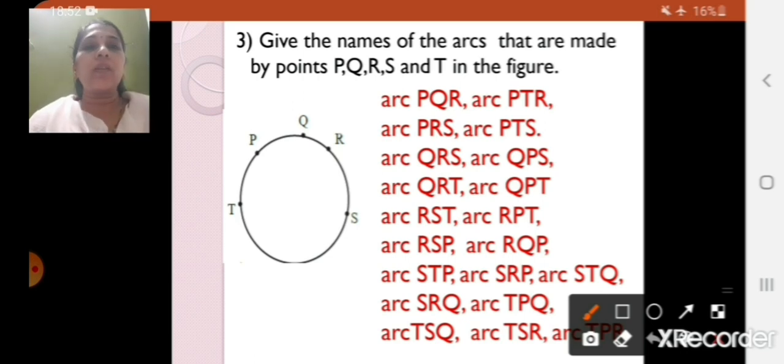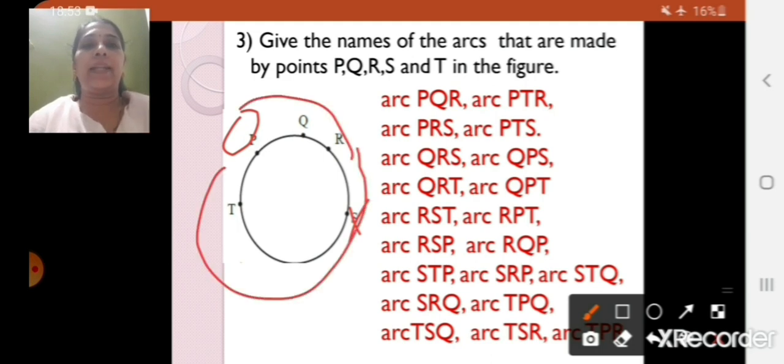So now we are starting from the point P. When we are starting from the point P, what we will do? We will cross this S part. We will consider that S is not there. So we will make an arc as arc PQR and arc PTR. Arc PQR and arc PTR. So that has become one arc.